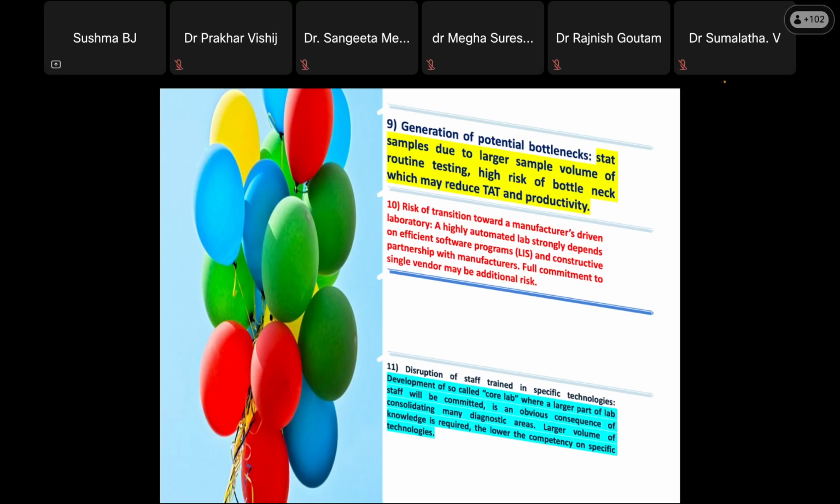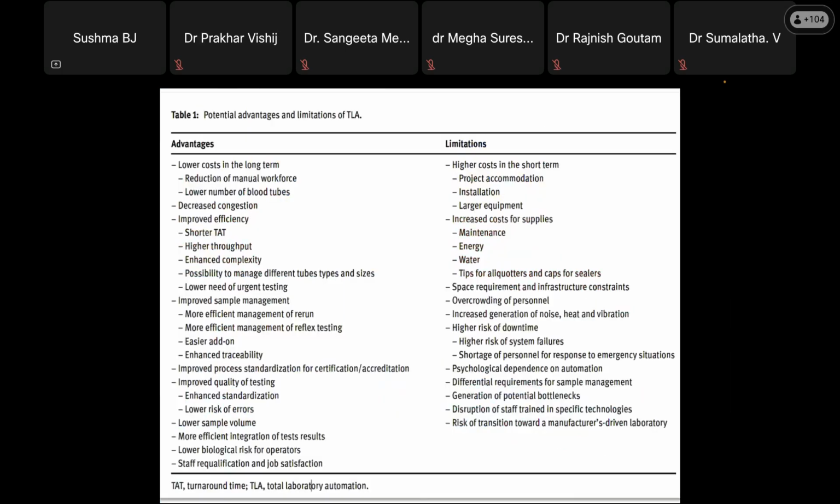Then another limitation is disruption of the staff trained in specific technologies. Development of a so-called core lab, where a larger part of the lab staff will be committed, is an obvious consequence of consolidating many diagnostic areas. The larger the volume of knowledge required, the lower the competency on the specific technologies. So this is a table which highlights the advantages and limitations of the TLA, which we have already discussed.